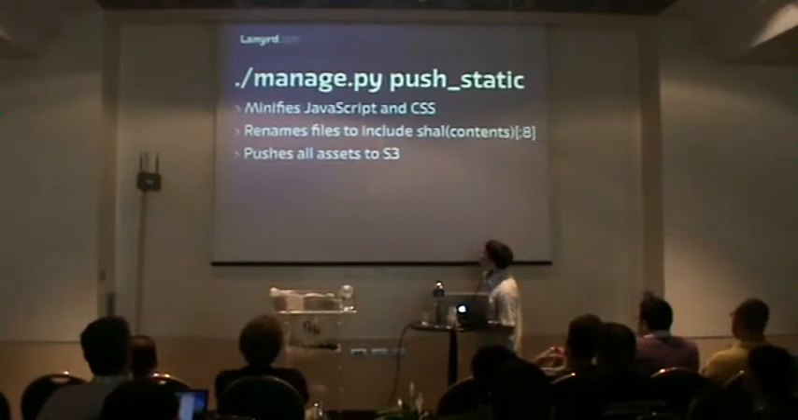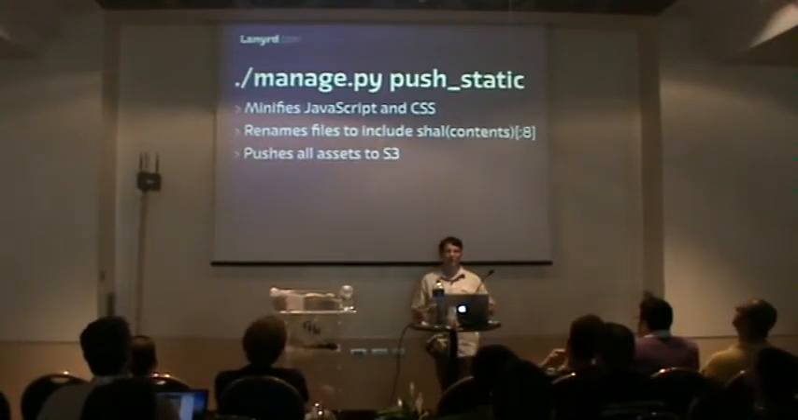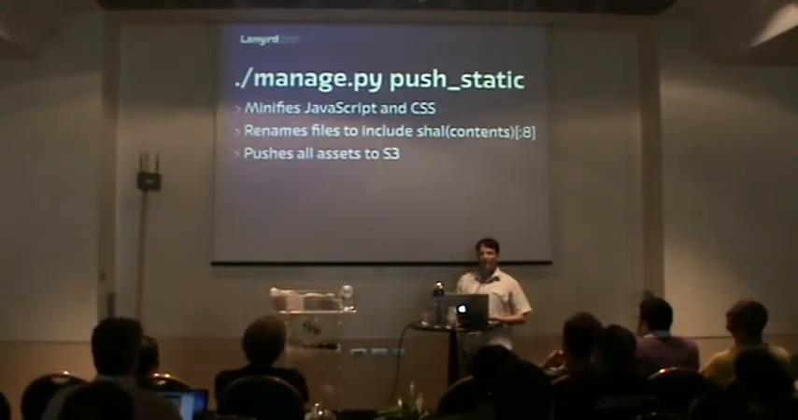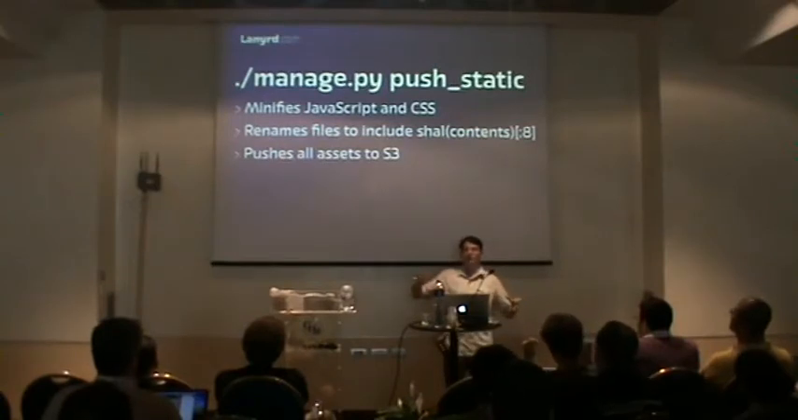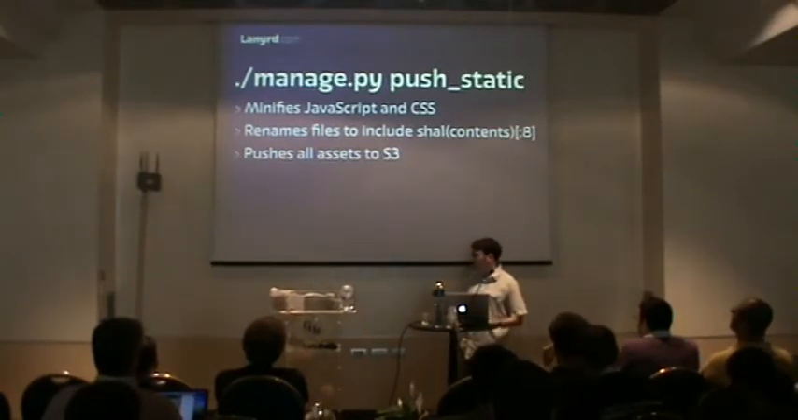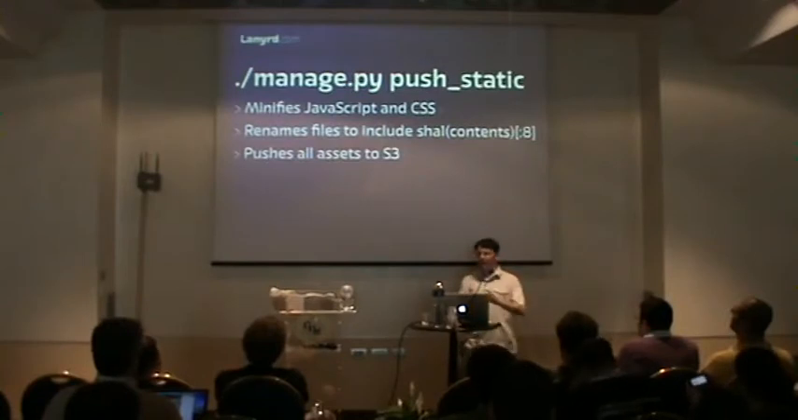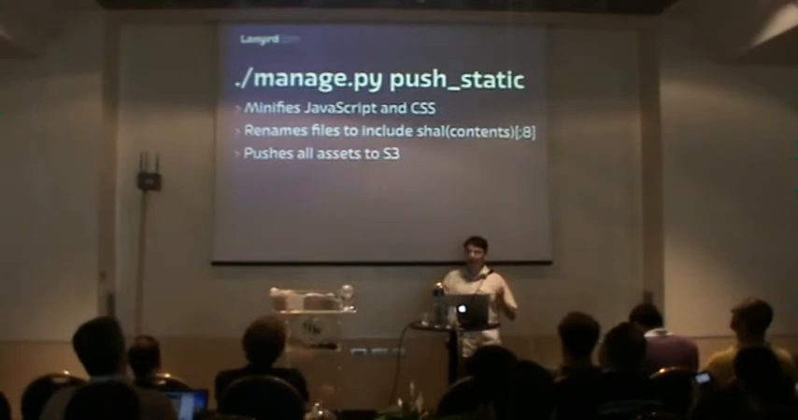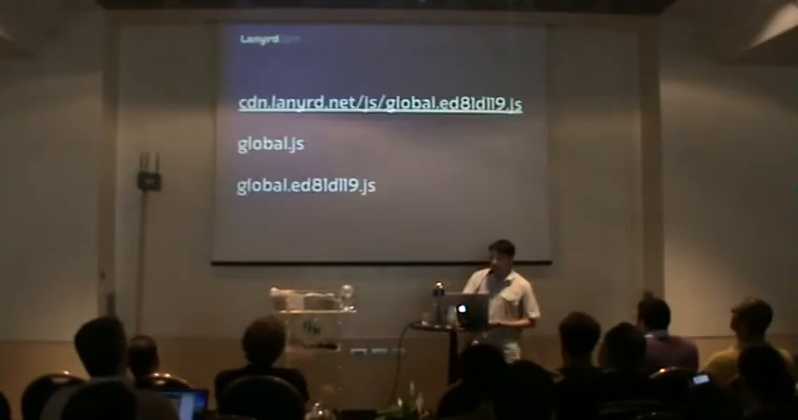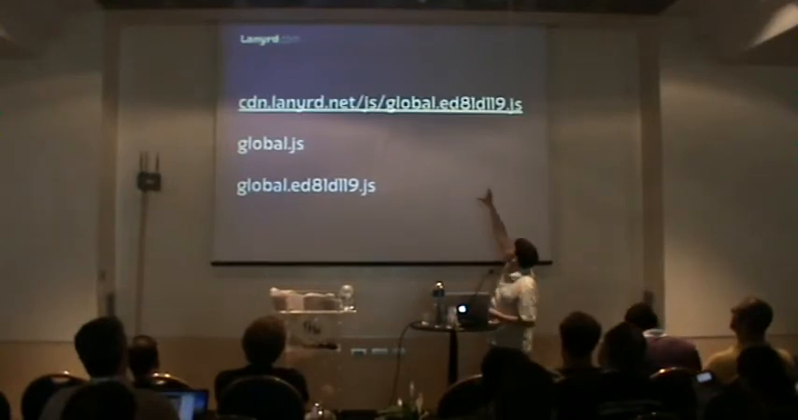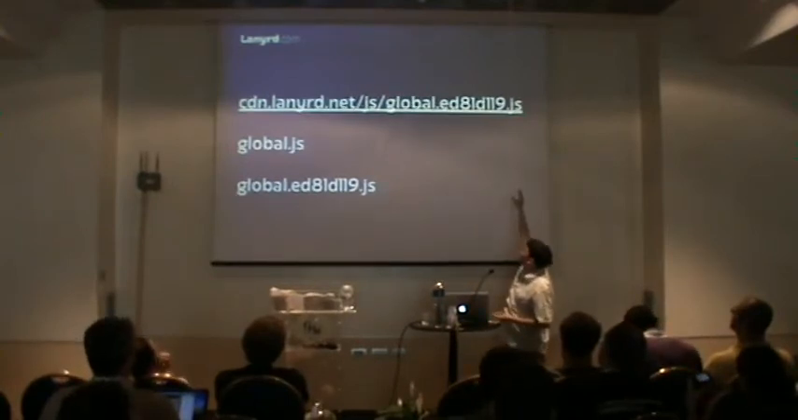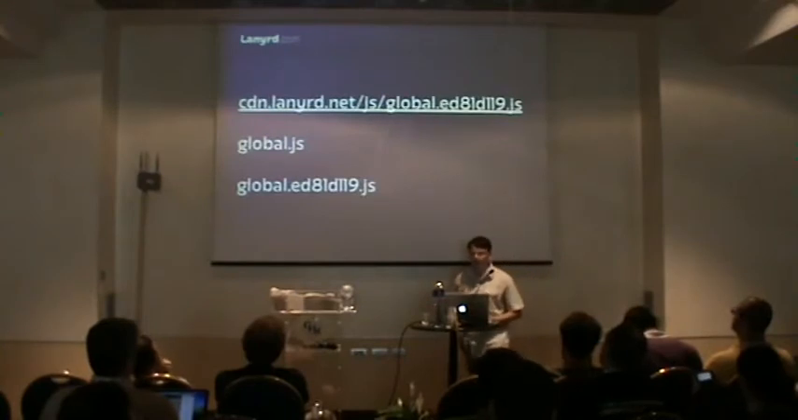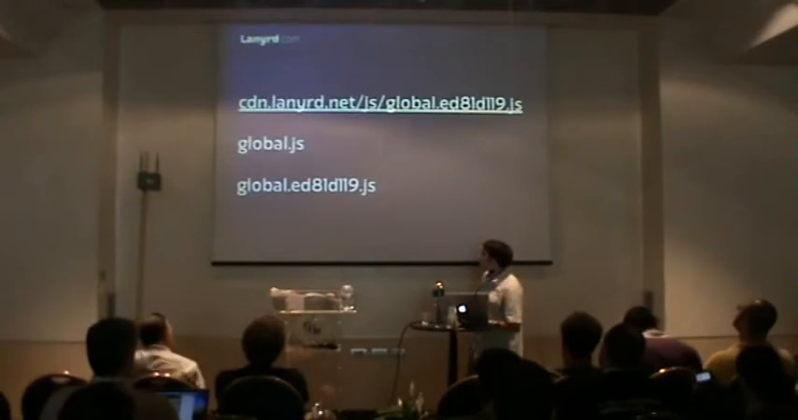So I actually have a management command that manages all of this stuff. I run manage.py push static. It takes the JavaScript and CSS, it minifies it, so it strips out all of the comments. In the case of JavaScript, it runs it through a compressor that renames variables and all of that kind of stuff. Once it's done that, it figures out the SHA-1 hash of the contents of the files, and changes the file name to include the first 8 letters of the hash. It sticks .js on the end. It pushes it up onto Amazon S3. We serve it through Amazon CloudFront so that it's distributed across different servers around the world.